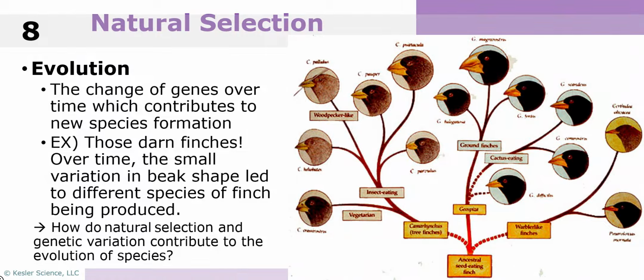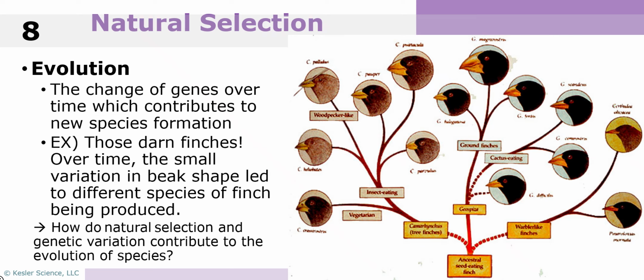So, all of this, the natural selection, the variation, the adaptations, it all leads to this thing called evolution, which is a change of genetics over time that contributes to new species formation. So, one example again is those darn finches that just keep coming up. Over time, the small variation in beak shapes will lead to different species of finches being born.